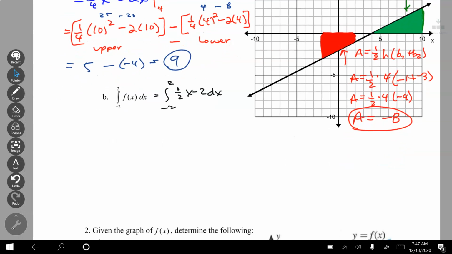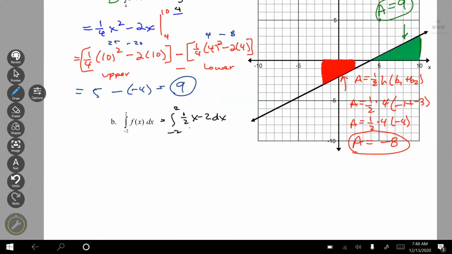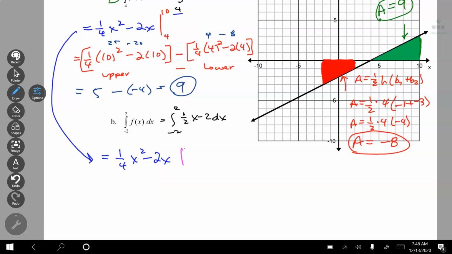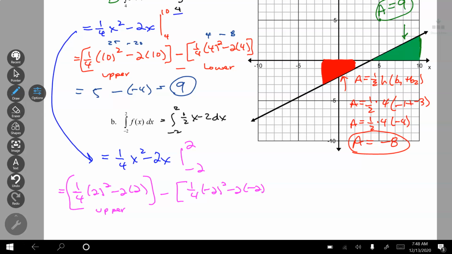Well, let's do the same thing on this next. I've set my antiderivative. I've already taken it already. This part is not going to change. It's going to be equal 1/4 x squared minus 2x, except where I evaluate it's going to be different. I'm going to use 2 and -2, my upper and lower, so it's always upper minus lower. 1/4 of 2 squared minus 2 times 2. That's my upper, minus 1/4 of -2 squared minus 2 times -2. That's my lower.